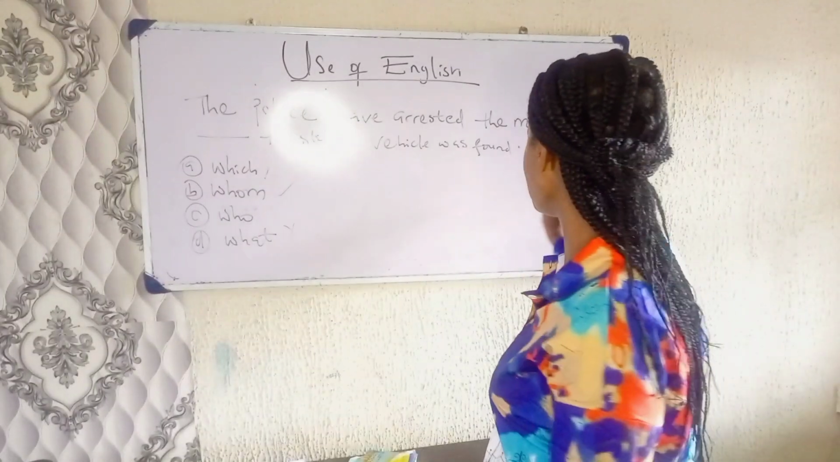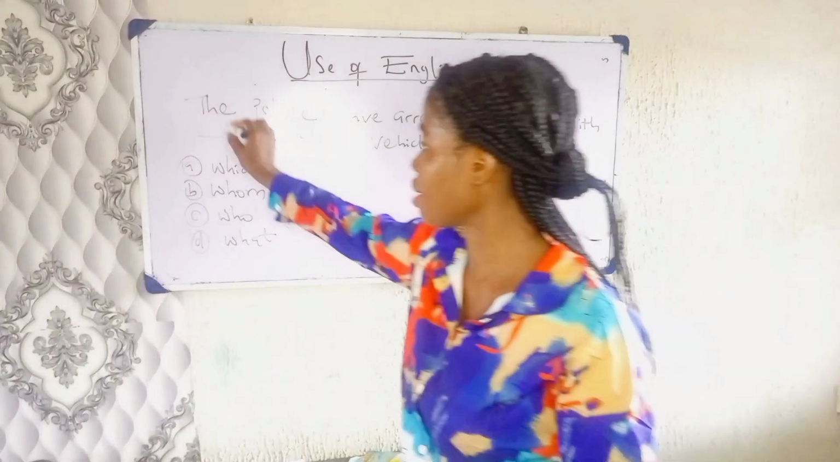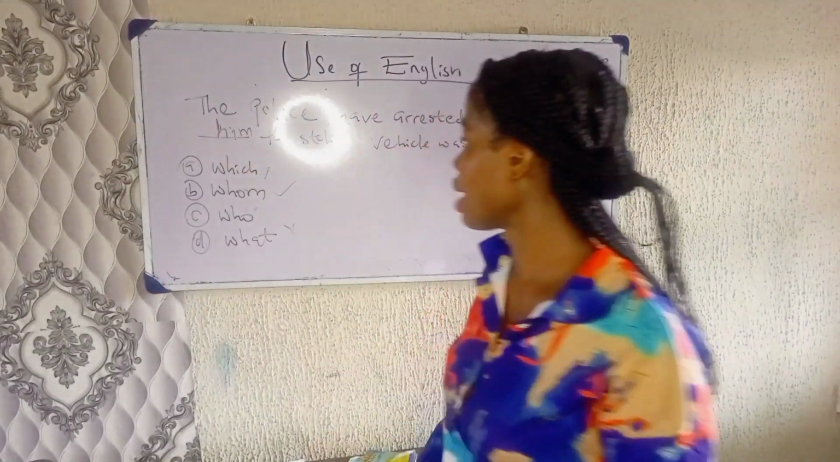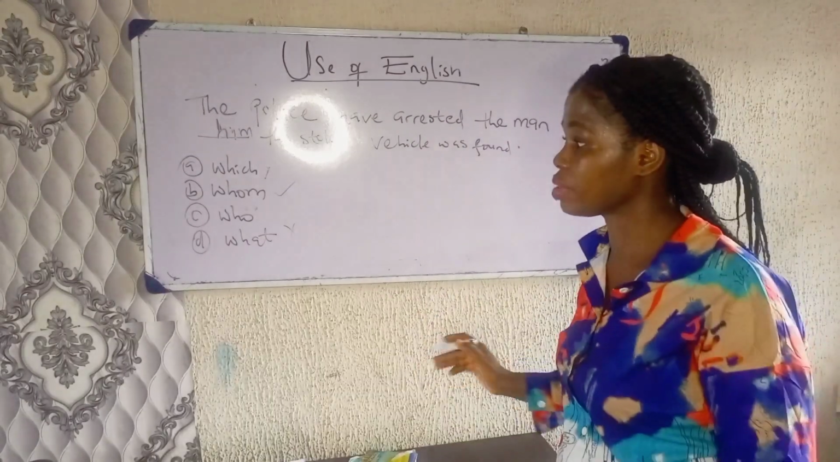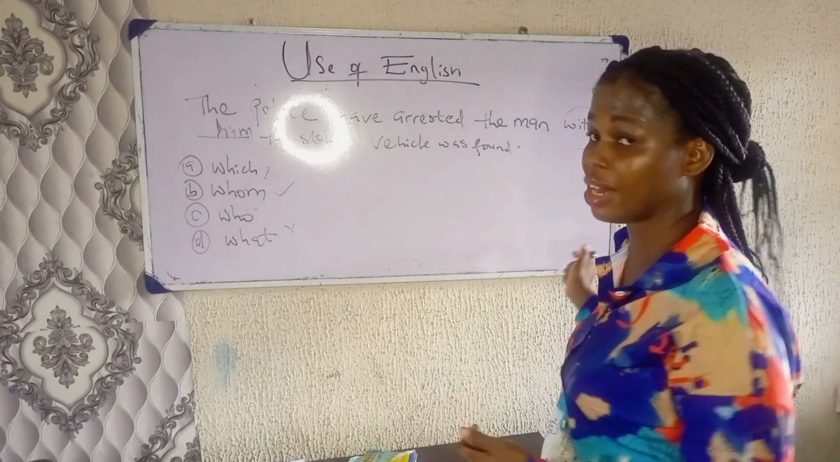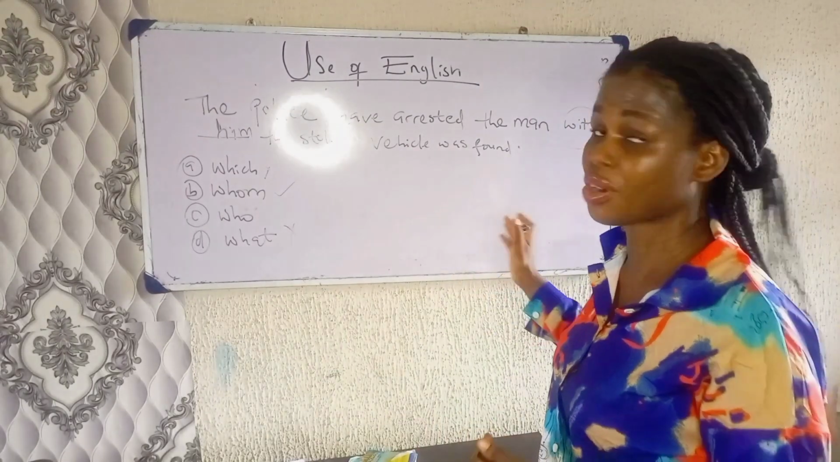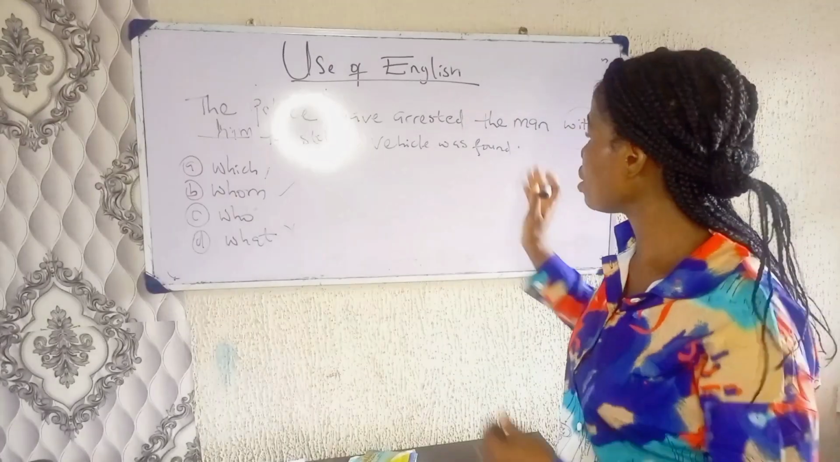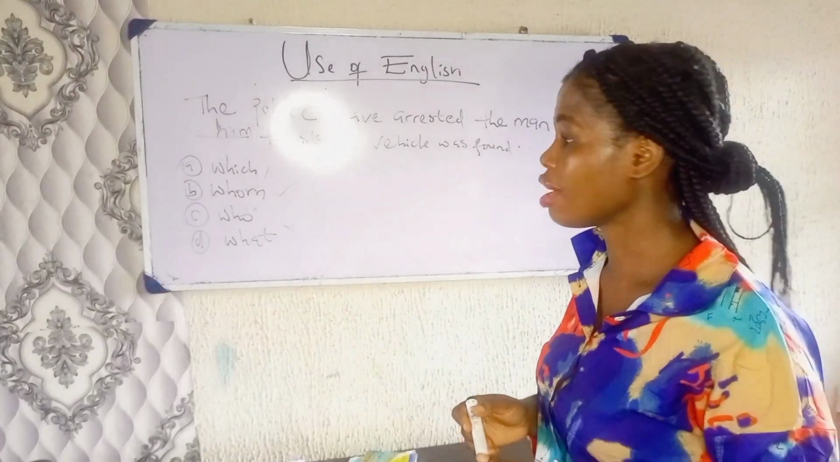Secondly, we can place him here, and the sentence will still be correct. With him, the stolen vehicle was found. You cannot say "with he, the stolen vehicle was found." With him, the stolen vehicle was found.